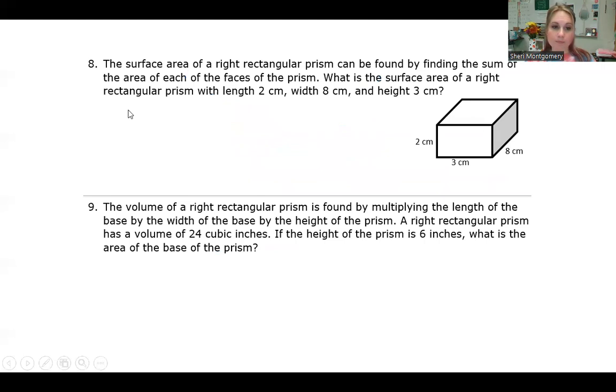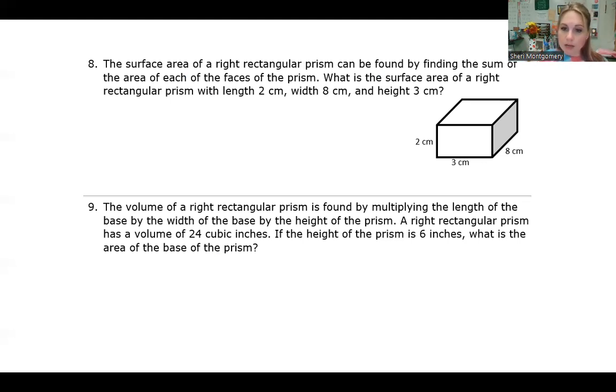We are almost done. The surface area of a right rectangular prism can be found by finding the sum of the area of each of the faces. Remember that anytime you have 6 sides, you have the sides that are like this, the sides that are like this, and the sides that are like this. So there ends up being 6 different sides. We only have to calculate 3 of them because the other 3 match up and they're exactly the same. So we can find 3 of them, add them up, and multiply by 2 because there's a matching one for each one.